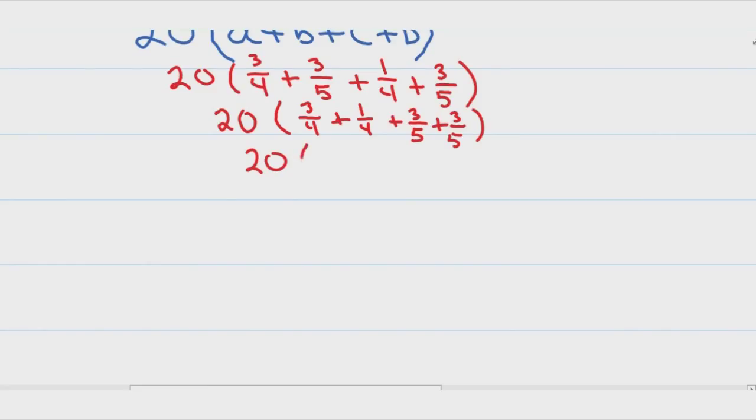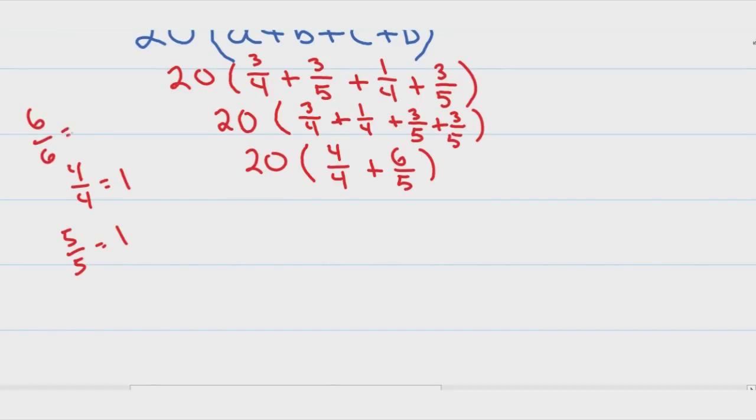Now you can combine 3/4 plus 1/4, which would equal 4/4, and combine 3/5 plus 3/5, which would be 6/5. Now, you might think, oh, I got to find a common denominator. But remember, 4/4 is actually 1, just like 5/5 equals 1, 6/6 equals 1. They all equal 1. So basically, all you have is 20, parentheses, 1 plus 6/5.